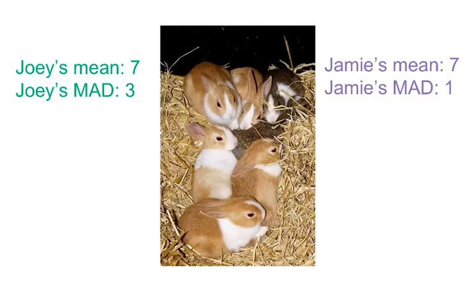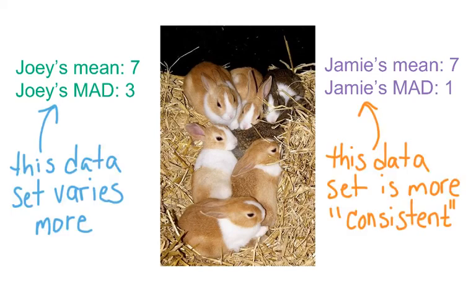If we want to see which group of rabbits varied more in terms of number of baby rabbits per litter, let's look at the mean absolute deviation. A higher value for a measure of variability means more variability. In other words, Joey's data set was more spread out.